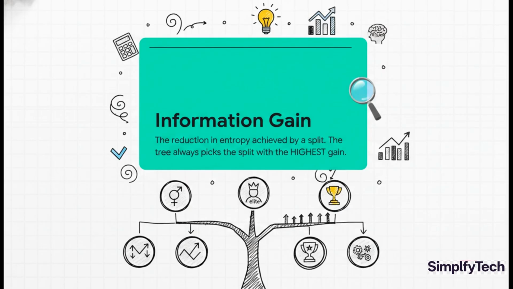Okay, so here's the million-dollar question. How does the tree decide which question to ask first? Are you male or female? What class ticket did you have? It figures it out using something called information gain. For every single possible question it could ask, it calculates how much that question will reduce the overall entropy. Then it just greedily picks the one question that provides the biggest drop, the highest information gain. That's it. That's the secret sauce.